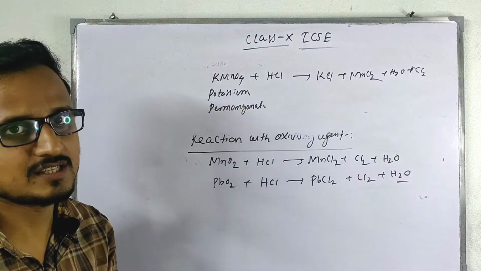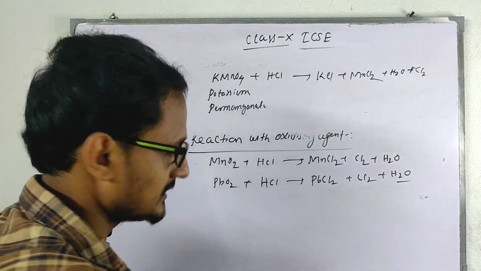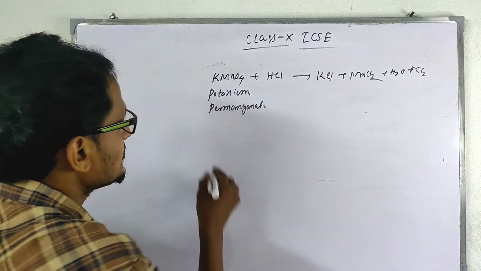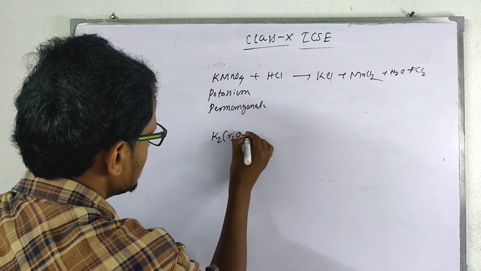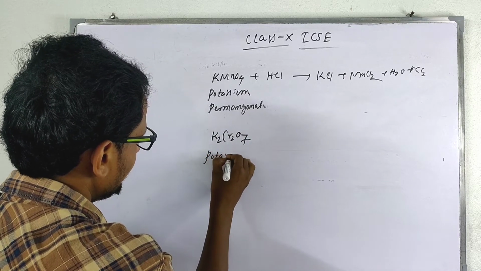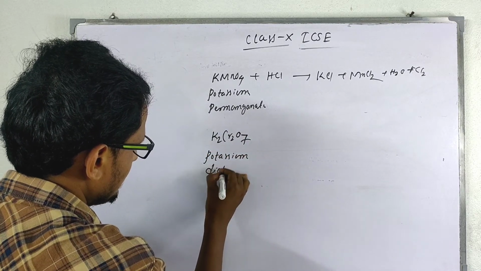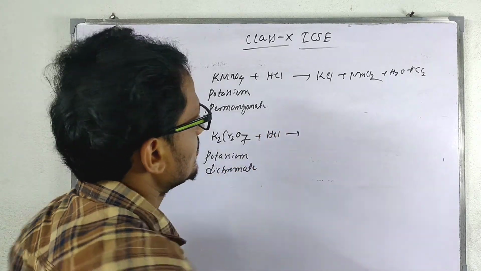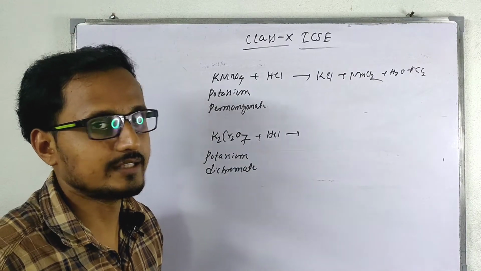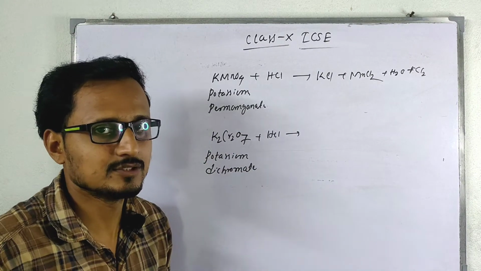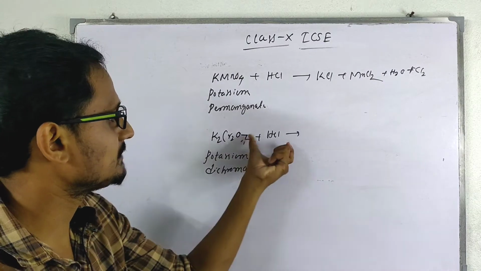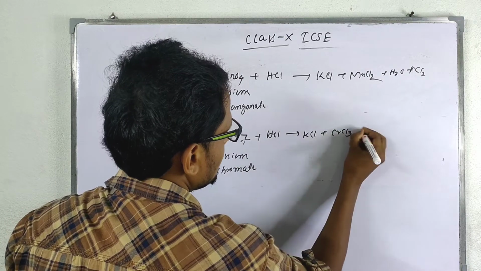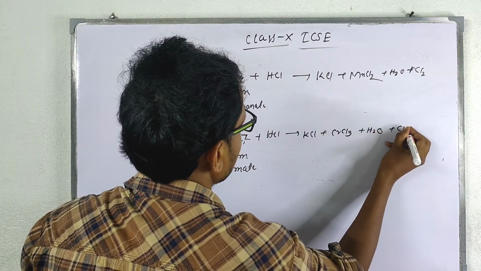This reaction usually comes in the ICSE exam. Okay, very important. Usually comes, and also the next reaction is also important. Reaction with potassium dichromate, K2Cr2O7, reacts with HCl. Okay. So I think you should pause the video and again see, so it will be clear to you. Potassium dichromate plus HCl to form KCl plus CrCl3 plus H2O plus Cl2.